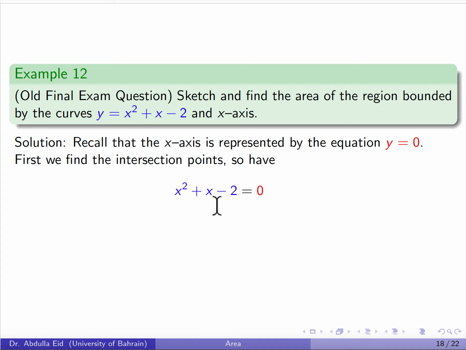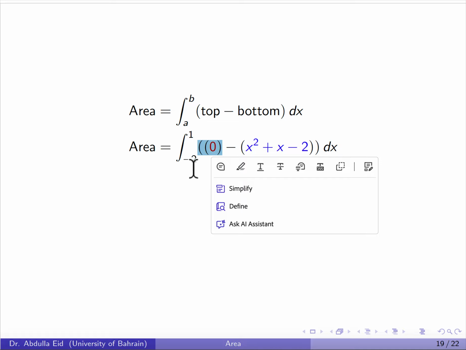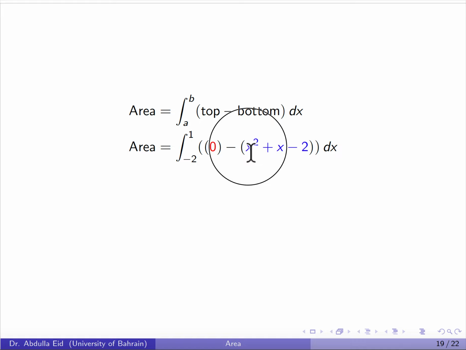And now that's what we will get here. If we solve it, by factoring or quadratic formula, we get from negative 2 to 1. So my integral will be from negative 2 to 1. Remember, the top function in my graph was the x-axis, which is represented by y equal to 0. And the bottom function was the blue one, represented by this.